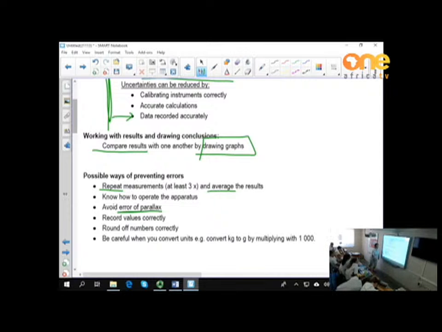Avoid the error of parallax. That's a very common error that we make when taking volume readings, mass readings, balance readings, etc. Many of the newer instruments have a digital display, and that to a large extent avoids the error of parallax, because it's easier just to take the digital reading. Then record values correctly. I'm not going to say much more about that. And round off numbers correctly. You can't be more accurate than the instrument. Be careful when you convert units, converting kilogram to gram, multiplying with 1,000, converting cubic meters to cubic decimeters. You must know how to do that so that you don't make errors.